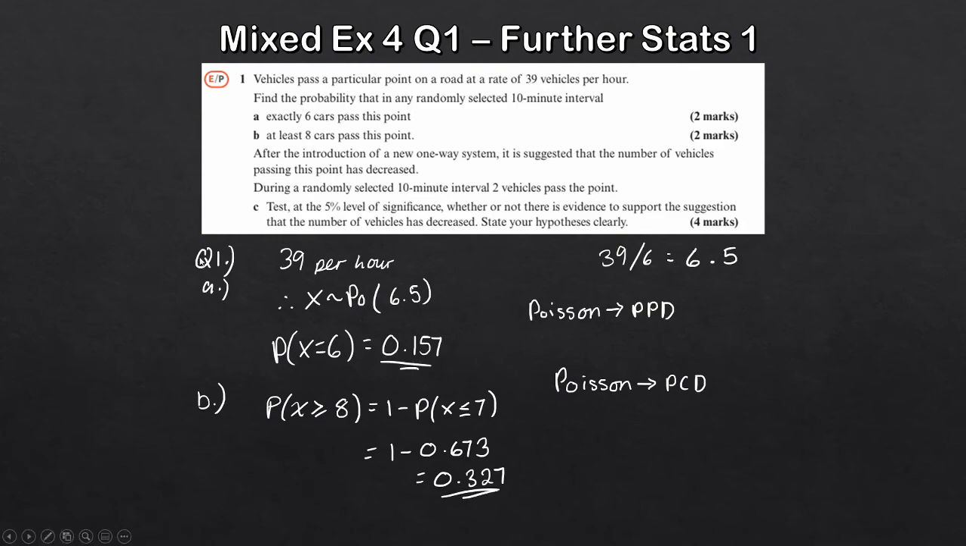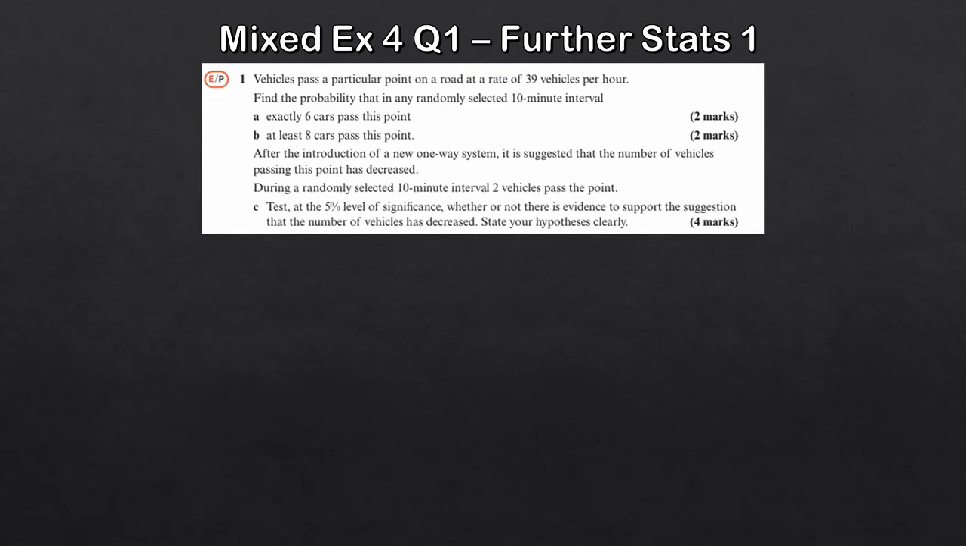And then finally for part C, we're actually performing the hypothesis test now. So if I erase all this ink, let's have a go with it. It's a 5% level of significance for this test. So like any hypothesis test, always state our hypotheses at the beginning. So H0 and H1. Because it's a Poisson distribution, our parameter will be lambda here, and again lambda here. So what we're actually testing, they've introduced a new one-way system, and it's suggested that the number of vehicles passing this point has decreased. That's the very significant bit of information, that it's decreased.